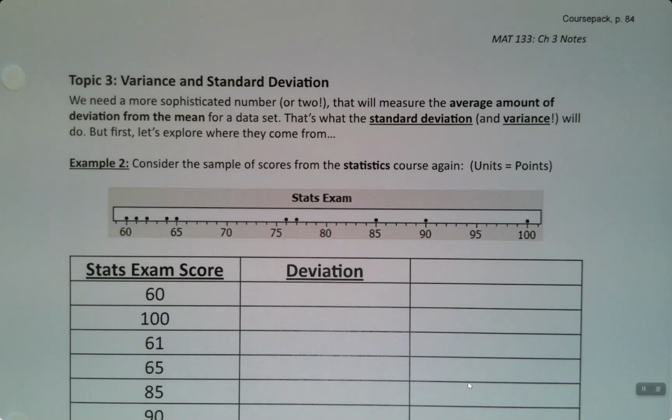As discussed in the last video, we need a more sophisticated number, or two, that will measure the average amount of deviation from the mean for a data set. That's what the standard deviation and variance are going to do for us. Now, variance I keep kind of throwing in there. So what we're going to learn is that these two numbers go together, the variance and the standard deviation.